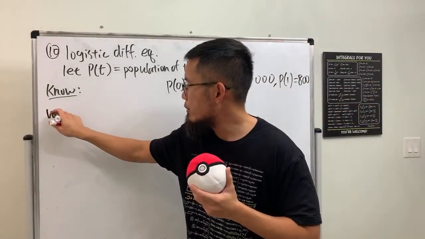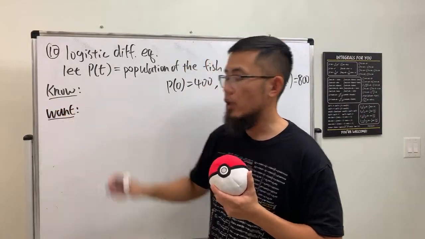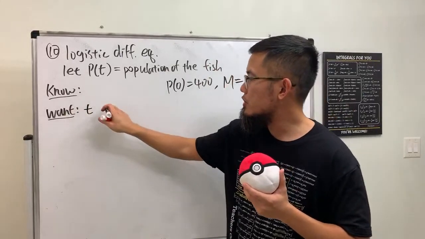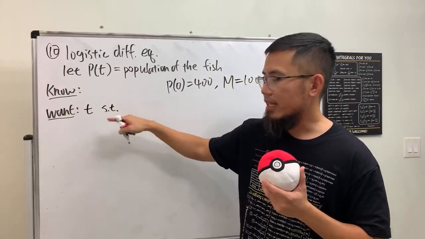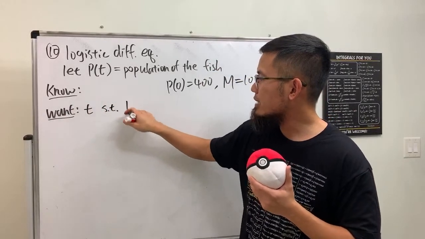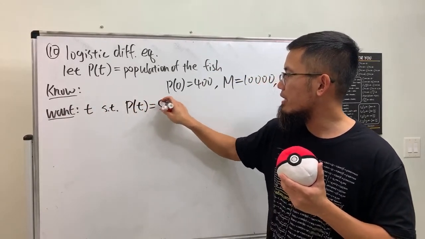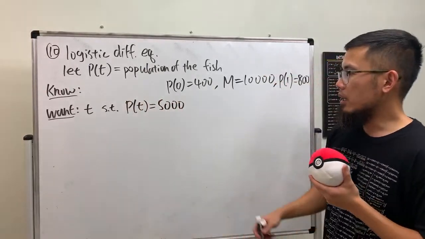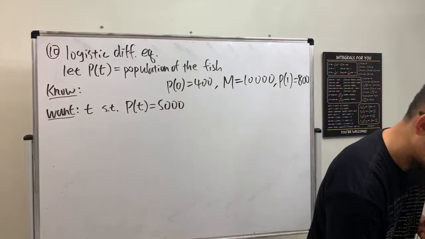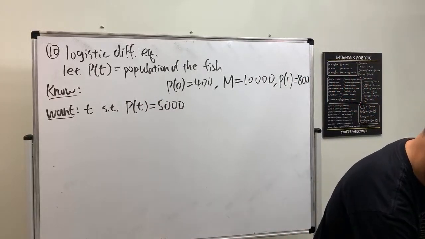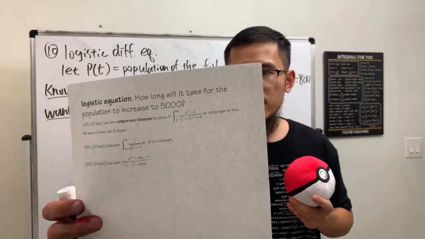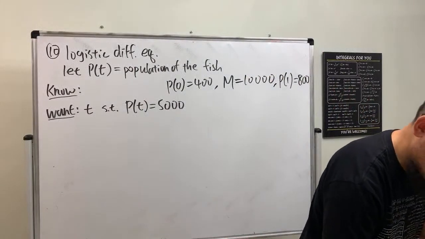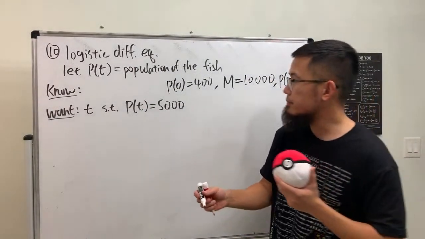And we would like to know at what time the population will reach 5,000 fish. So that's pretty much all you have to write down. And here is the deal. We also have to put down the logistic differential equation, right? So I'm just going to write that down right here for you guys.